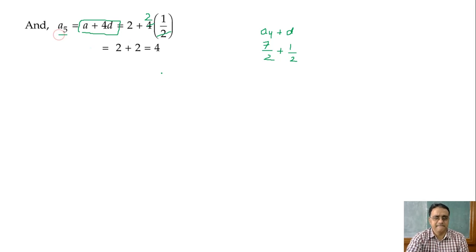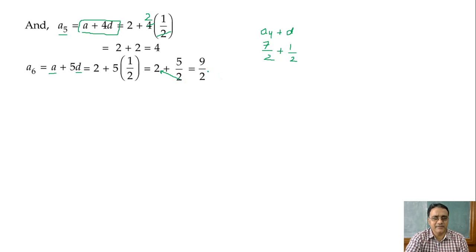Now A6. A6 is, you can write A5 plus D or A plus 5D. Substitute the value of A, that is 2, and D, 1 by 2. So 2 plus 5 by 2, what are you getting? 9 by 2. If you take LCM, you will get 9 by 2. Right. Okay. अगर 4 में हम लोग half add करते तो भी 9 by 2 मिलेगा. That is A5 plus D.